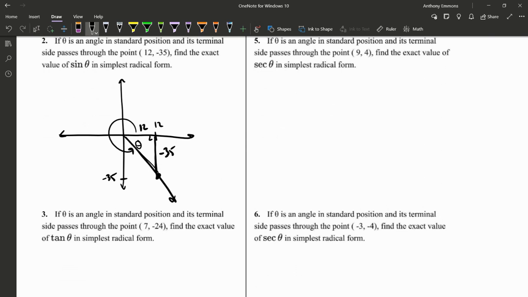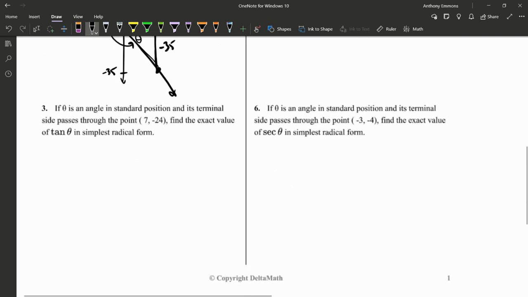Number 2, again, Pythagorean theorem, whatever radical that is. Sine of theta, okay, fair enough. Sine of theta is opposite, -35, over whatever the length of this hypotenuse is. And I don't believe that's a Pythagorean triple. So you'll have to do 144 plus whatever 35 squared is, and then take the square root of that sum to find the length of the hypotenuse. Simplest radical form.